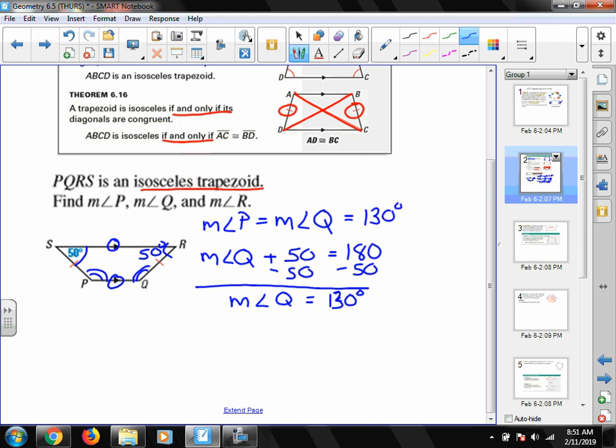Another way you can do that, just using a theorem that we talked about in this chapter, all of these angles have to add up to 360. So S and R take up 100 of that 360, which leaves me 260 to be made up by angles P and Q, and they have to be the same, so I cut that 260 in half and get 130 each. That's another way that you could do that. So, got a couple different options there. Whatever you want to use is fine with me.